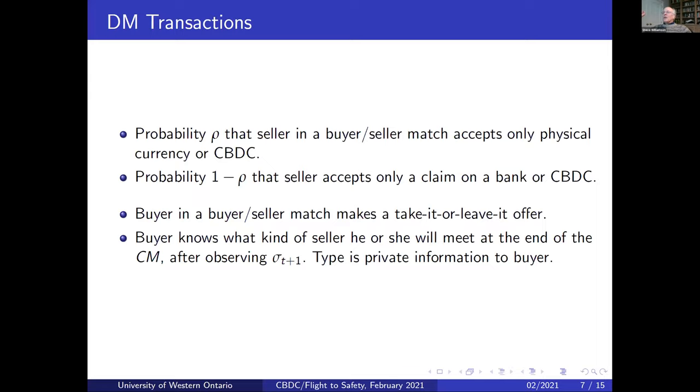Okay, there are take it or leave it offers in the decentralized market. And then the buyer is going to learn at the end of the centralized market, which is when the withdrawals get made from banks, what kind of seller they're going to meet in the subsequent decentralized market. And that's private information. That's going to be important for the banking panic, that the bank doesn't know your type.